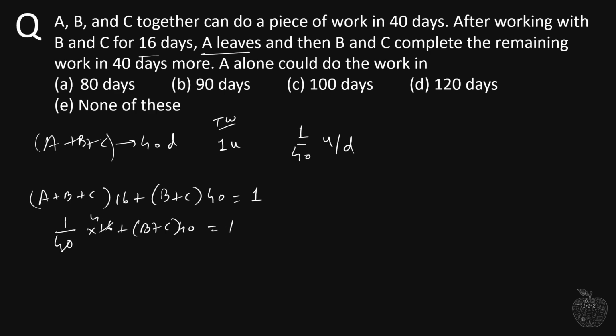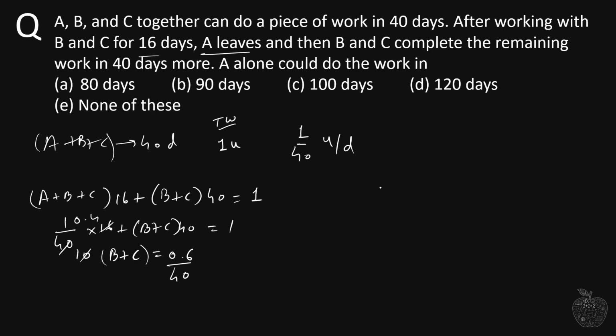So 4 4s are 16, 4 10s are 40, the 0s cancel, so we get 0.4 here. So we get B plus C equals 1 minus this 0.4, which is 0.6, divided by this 40. So leave it as it is.